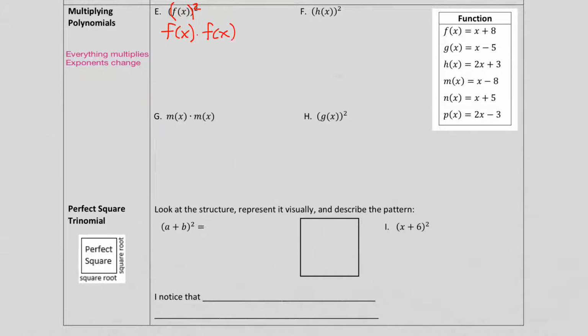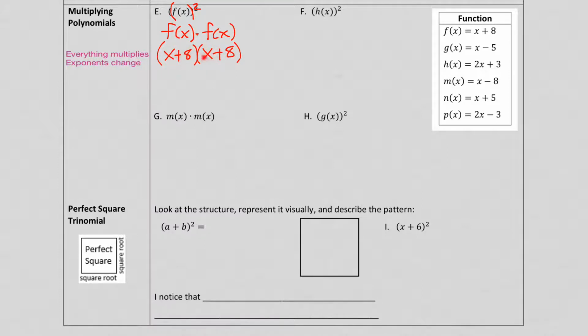That's all it means. And then when we multiply, guys, remember that multiplying is nice because everything multiplies, and when we do this, the exponents will change. So in this example, what is f of x? So f of x in this table is going to be defined as x plus 8. So let's go and write that down twice. So it's x plus 8 times x plus 8.